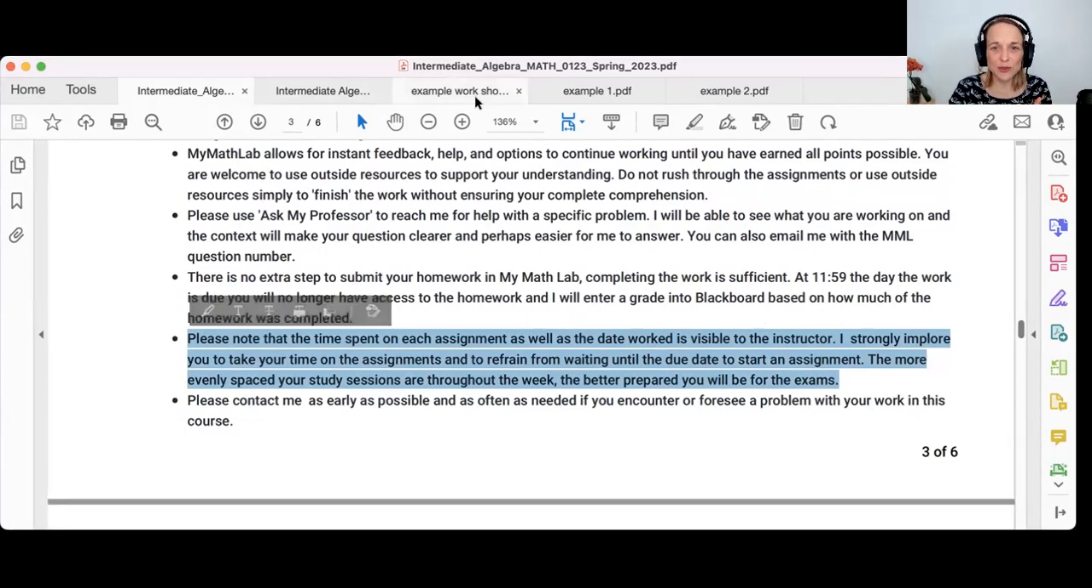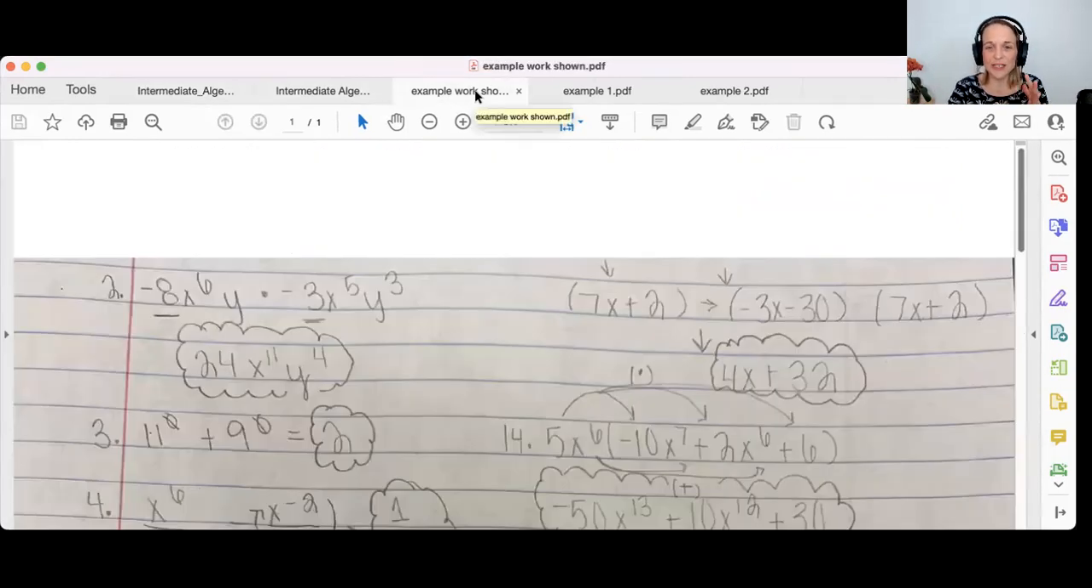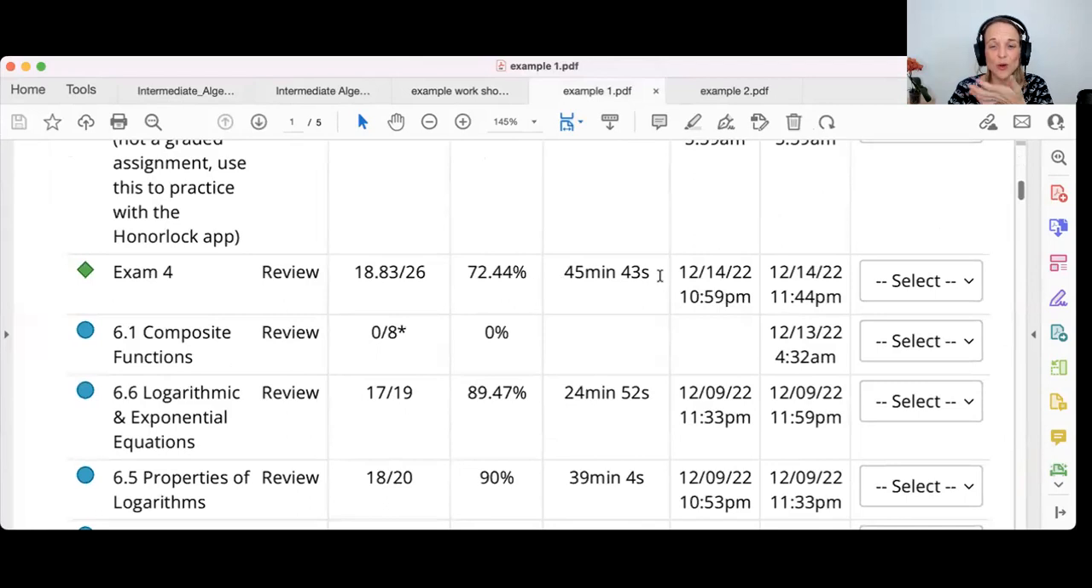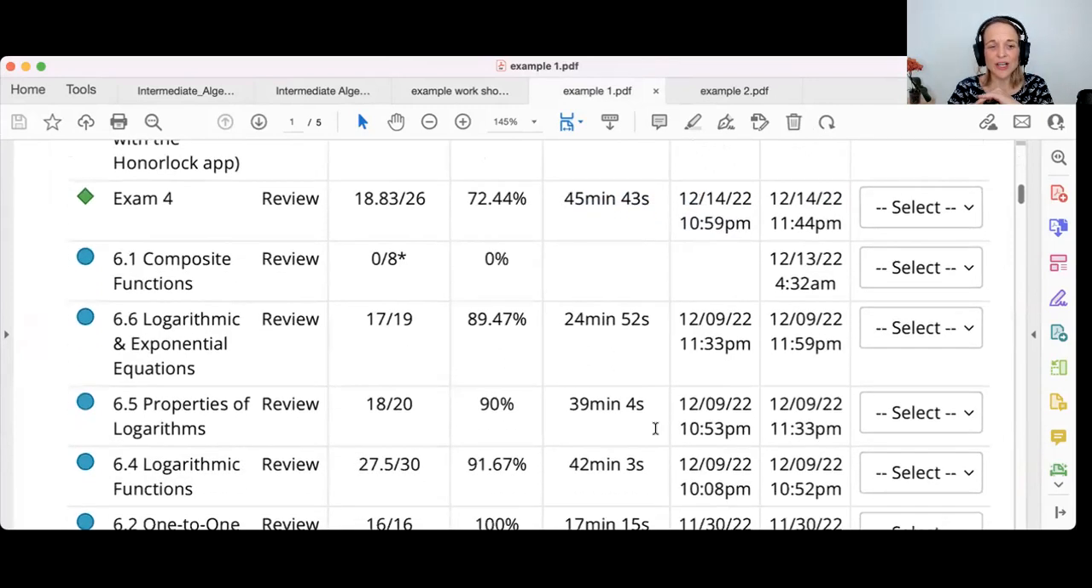When I ask you to show your work on the test, it is because when I go to the grade book and when I look at your assignment, I can see when you did your assignment and I can see how long you took on your assignment, okay? I can see how many you got right and how many you got wrong.